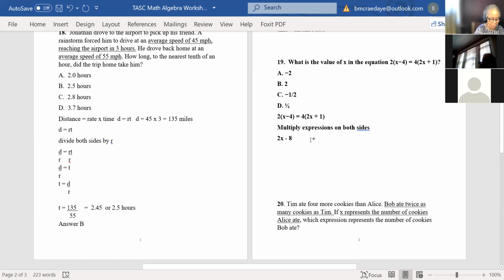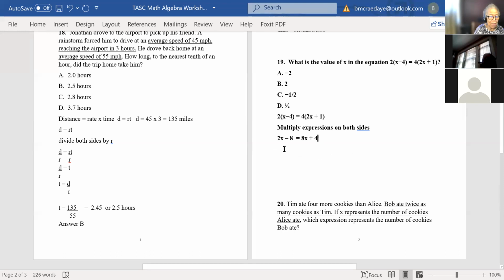So Vanessa, what do you get on the right? Equal. 2 4s. 4 2s is 8x. Okay, very good. 8x, plus 4. Because 4 times 1 is 4.